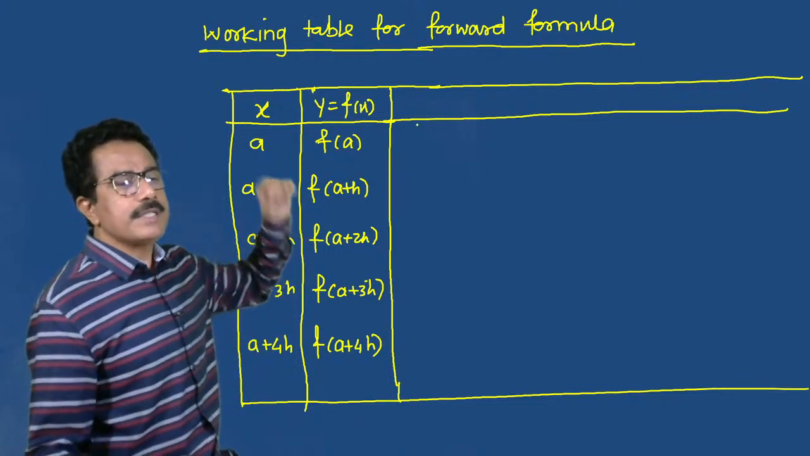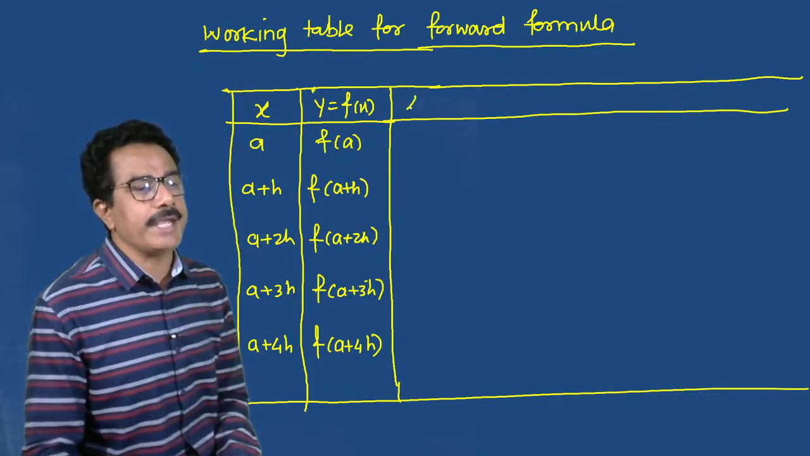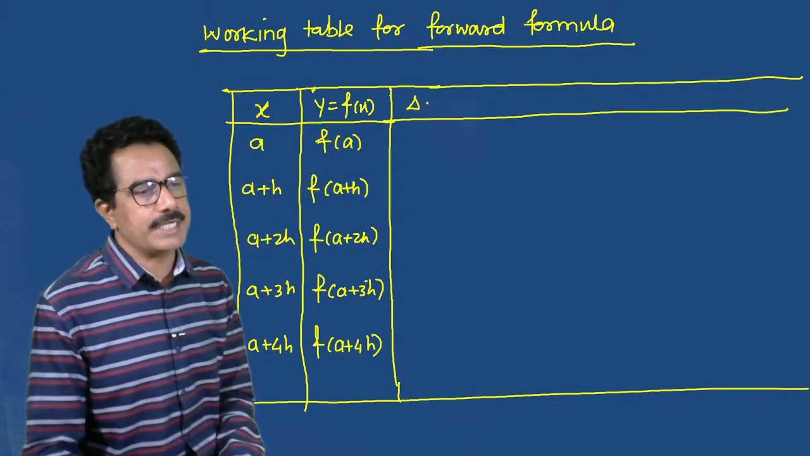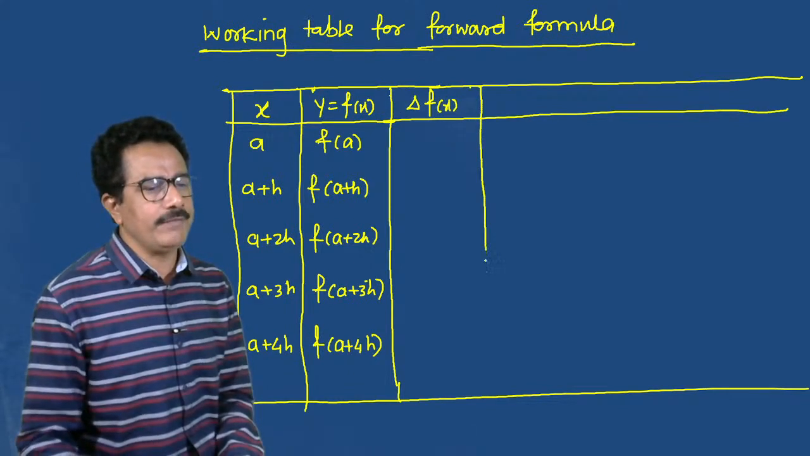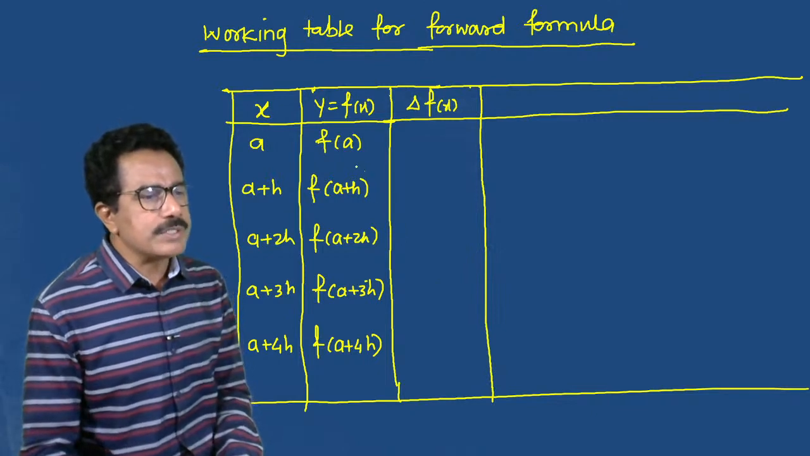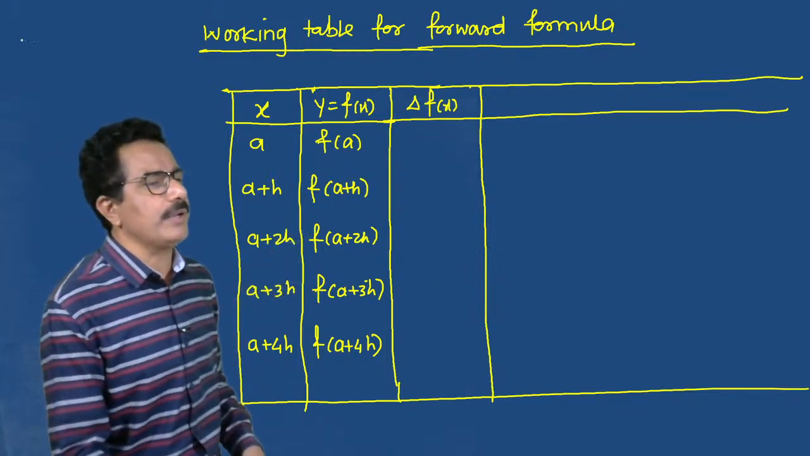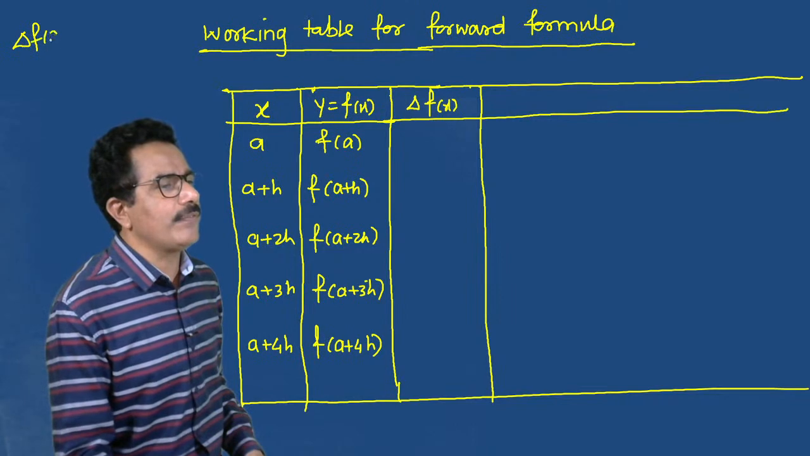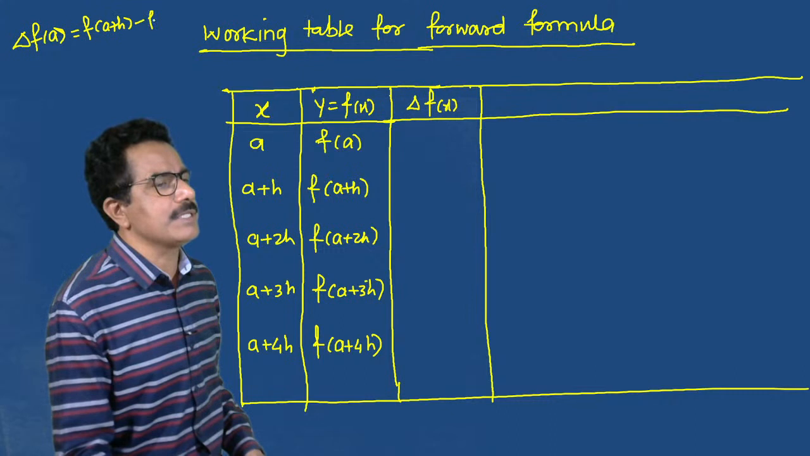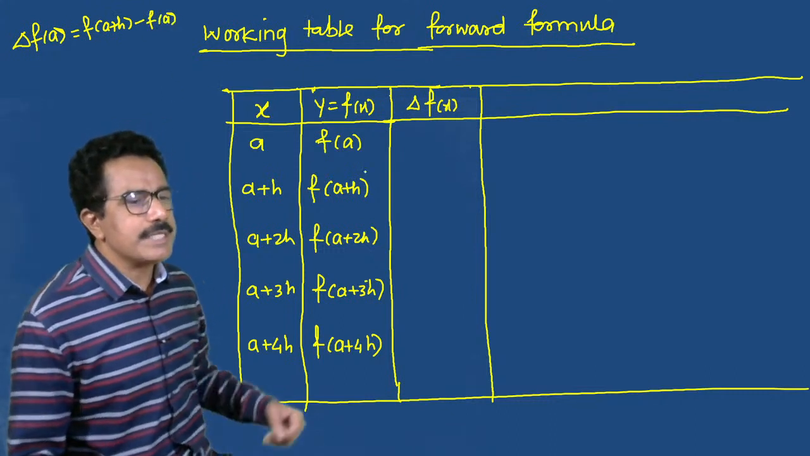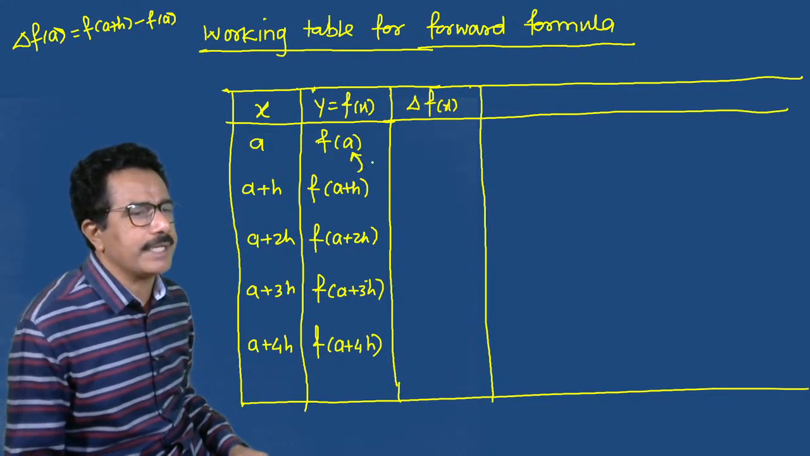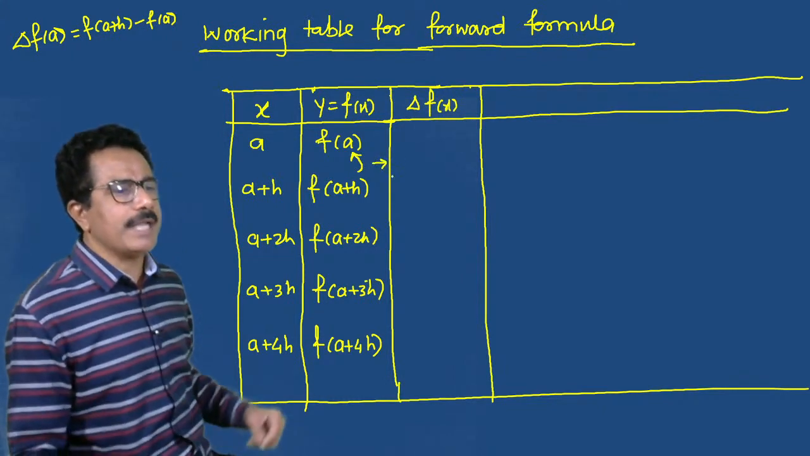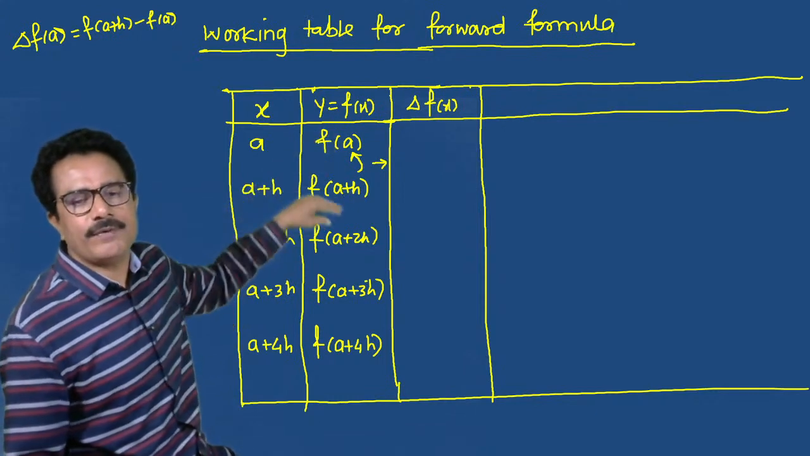So this is the first value, delta f of a, or we can write delta f of x. First forward difference. We have to subtract. How to do it? What is the formula for delta f of a? It means f of a plus h minus f of a. That means from f of a plus h, if you subtract f of a, you get f of a plus h minus f of a.